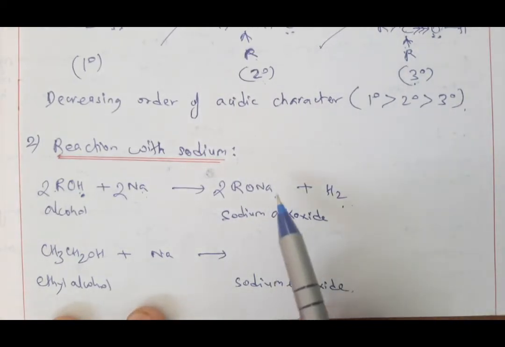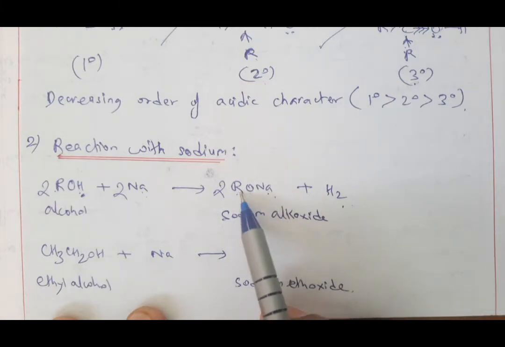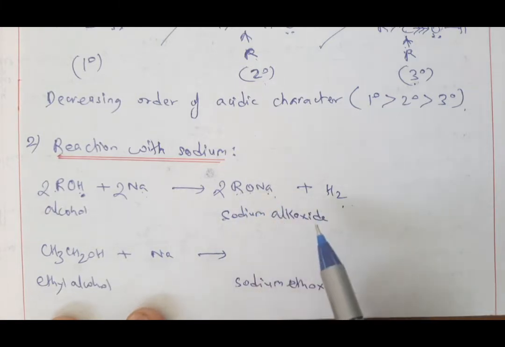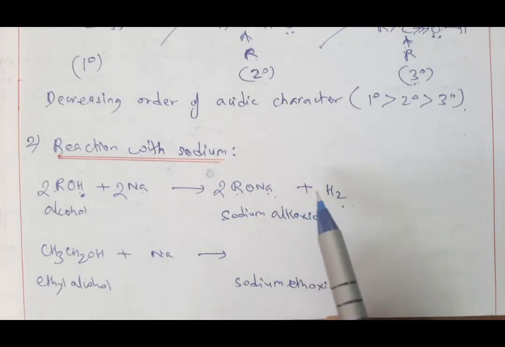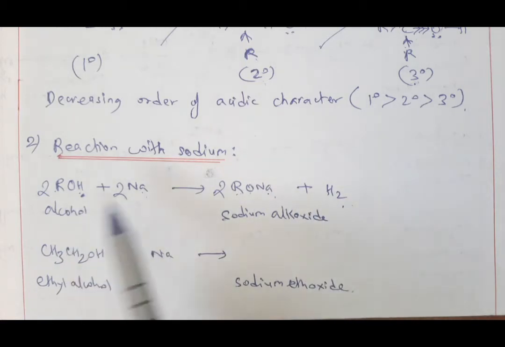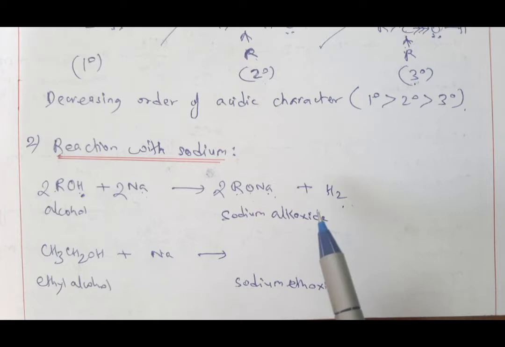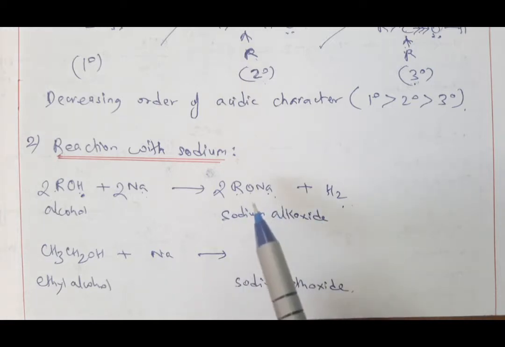So in that way what we get is sodium alkoxide. Sodium, R is called alkyl, but here we call it alkoxide. Sodium alkoxide with hydrogen gas. So do remember, in this reaction it is proved that alcohol shows acidic character. Whenever acid reacts with metal, hydrogen gas is liberated. Similarly, when alcohol reacts with metal, it liberates hydrogen gas. Therefore, in this reaction it is showing acidic character, students.